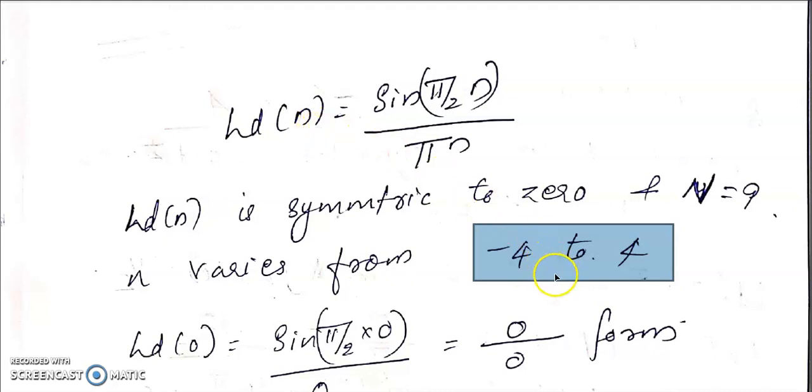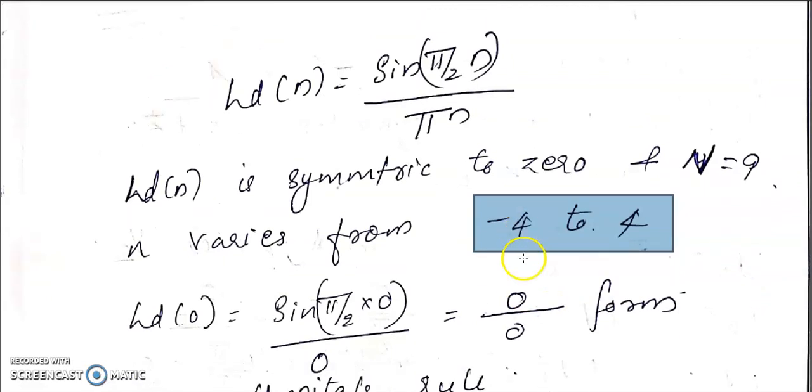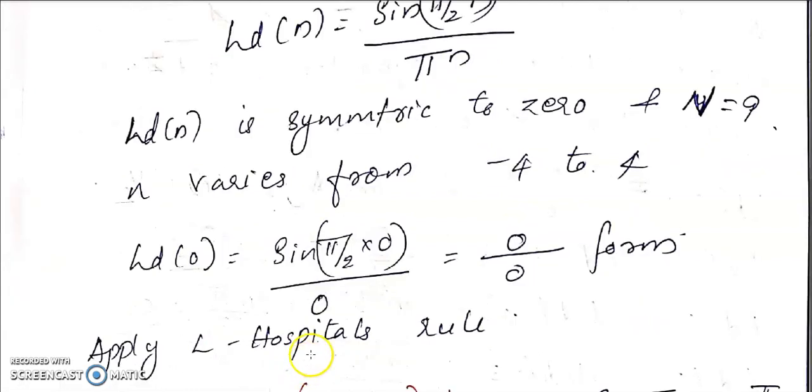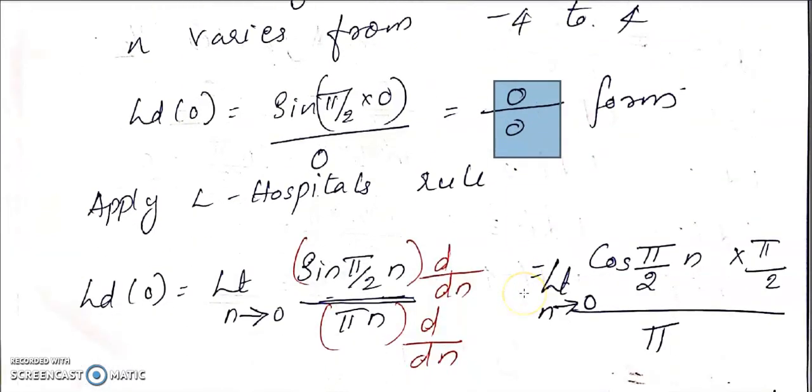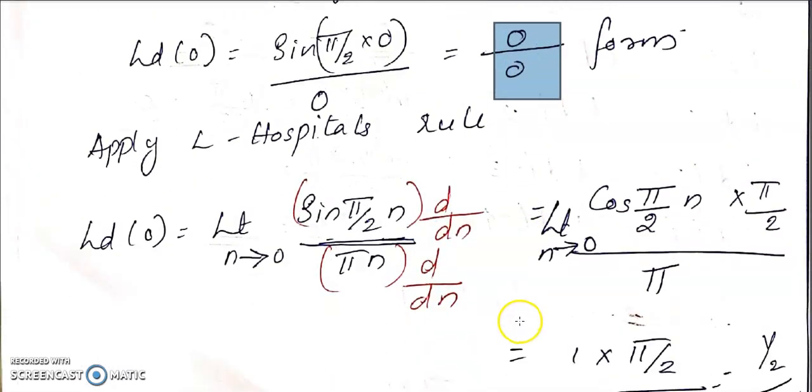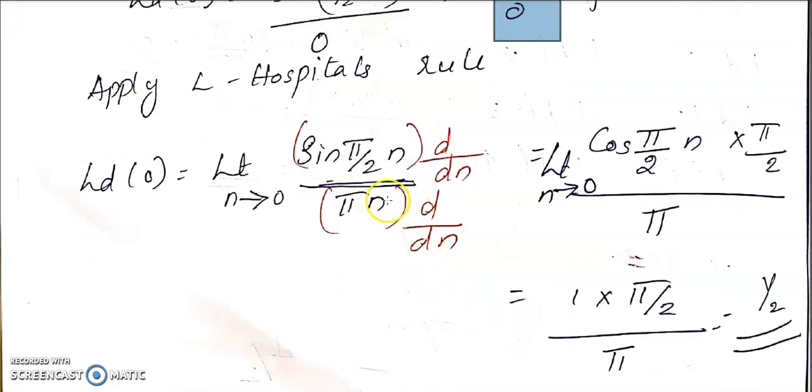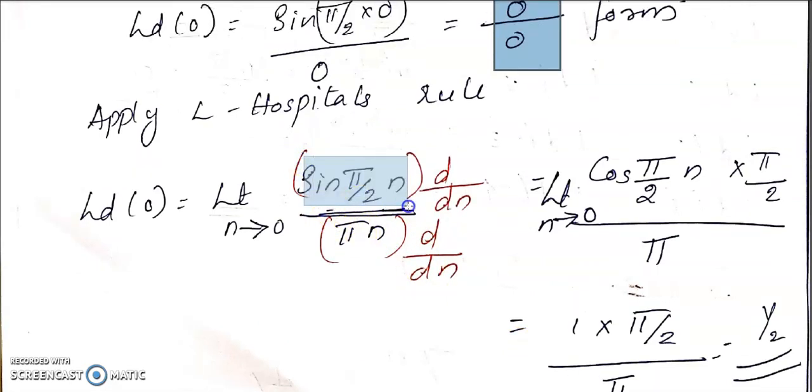Then when we substitute n equal to 0, there is a limitation that you will get a 0 by 0 form. That is an indeterminate form. How can we solve that? One method is to use L'Hospital's rule. Here, what is the process? We take the differential of the numerator and the differential of the denominator separately. Then we go for the substitution of the limit. That is one method.